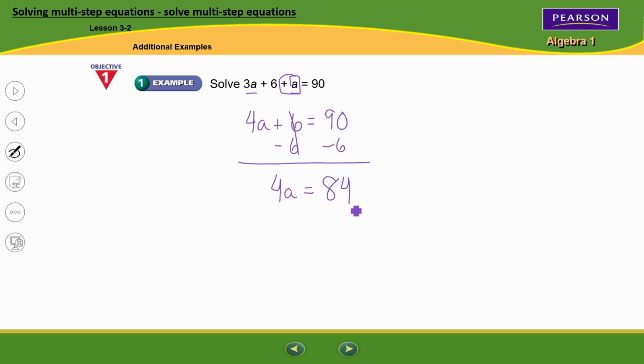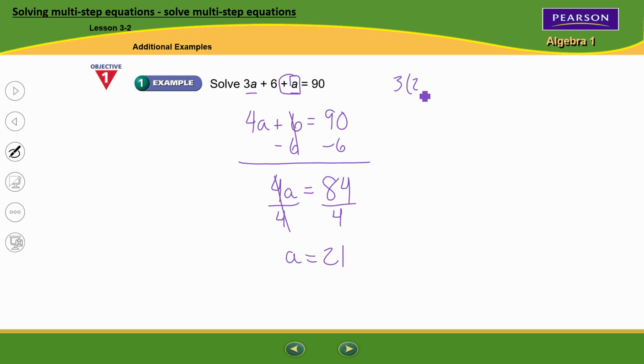Next, I see a is being multiplied by 4, indicates to me divide by 4. The 4's cross out and become a single a. A now equals, hopefully, 21. Again, we're going to do a quick check in the original.